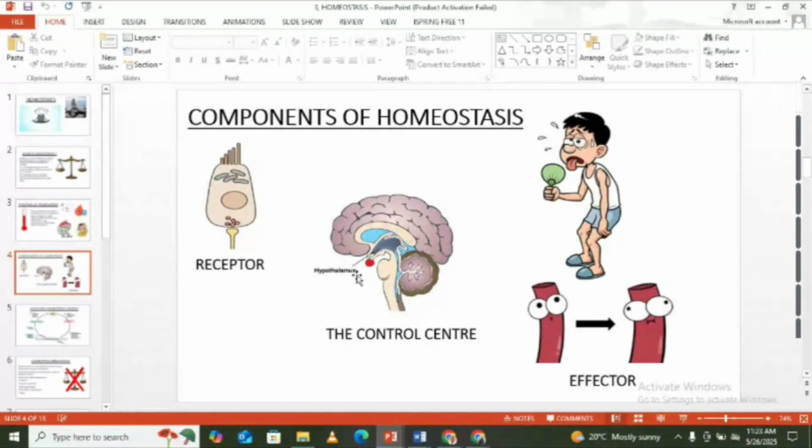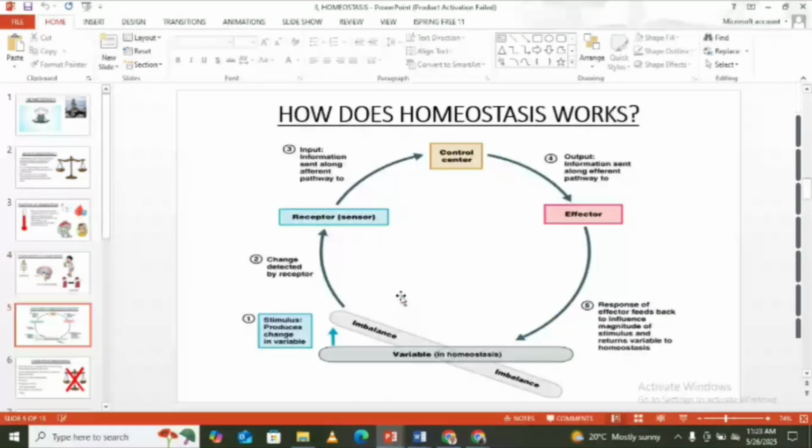Then we have the effectors. Effectors are those systems or organs that will be responsible for carrying out that response from the control center. We have things like the kidneys, the lungs, the sweating glands, all that will be responsible for making sure that the information that has been processed is sent to the relevant organs. So that's basically how homeostasis really works.